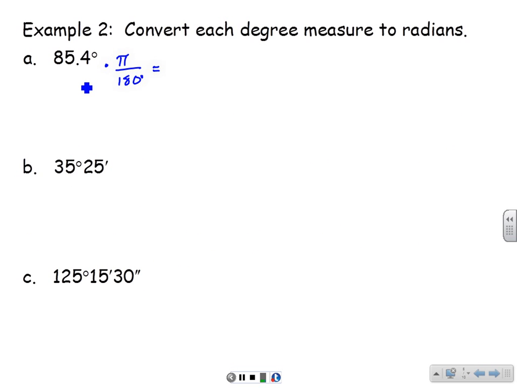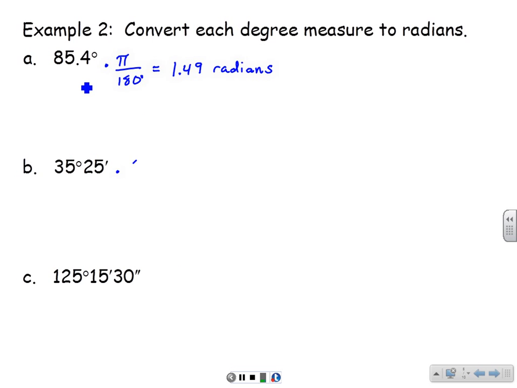So what we're going to do is we're actually going to do 85.4 times 3.14, or if you want to use the pi button on your calculator, and then divide by 180. That's going to be, and we'll just round, 1.49 radians. And so if you start with a decimal degree, or if you start with degree minute seconds, then your answer is going to be in decimal radians.